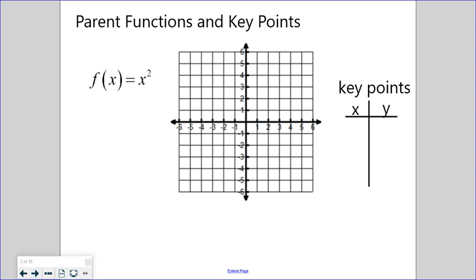Our first function that we're going to graph is x squared. On my key points, I'm just picking x values to plug into the function. My typical ones that I pick would be -1, 0, and 1. And if I plug those into our x squared, -1 squared is 1, 0 squared is 0, 1 squared is 1.